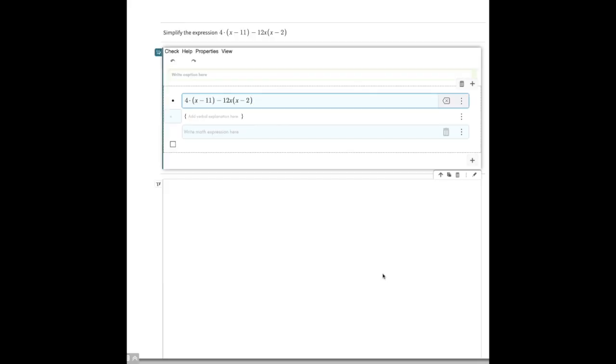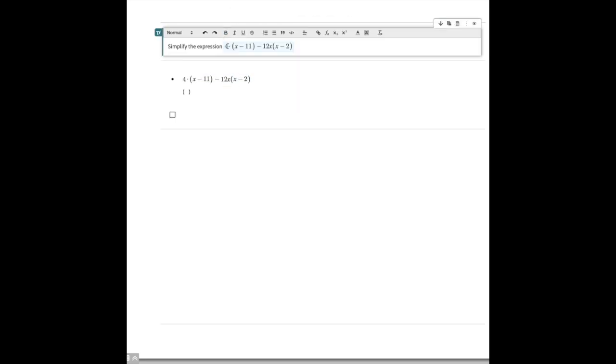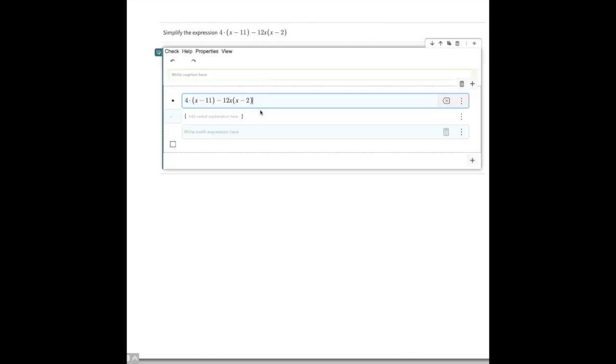Next, we will go over algebraic expressions and how to work with them. A first simple example is to simplify this expression: 4 times parenthesis x minus 11 minus 12 times parenthesis x minus 2. So let's see how we do this.